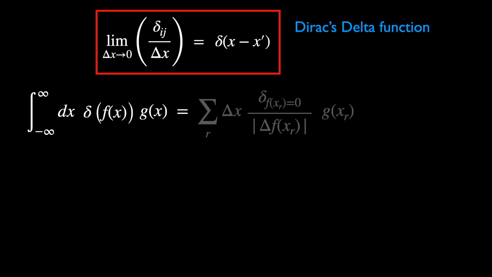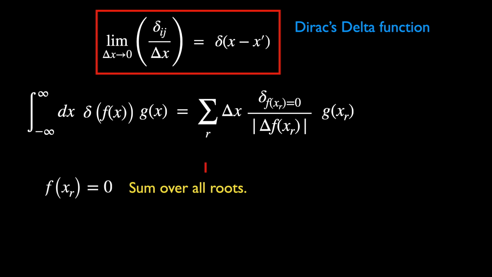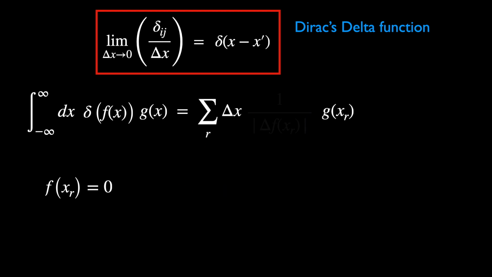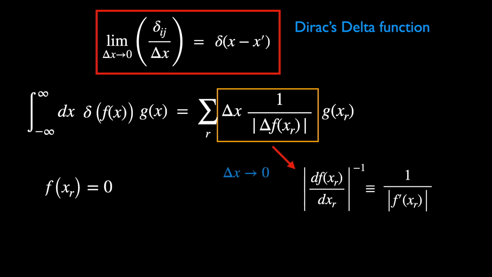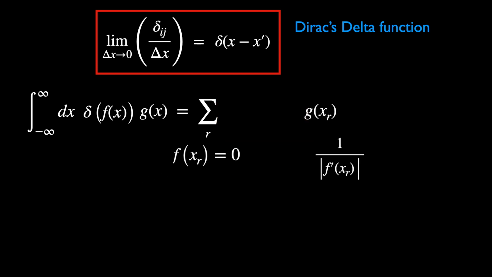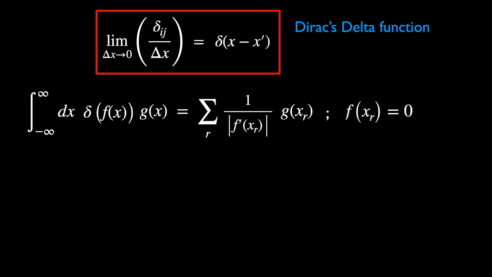Therefore, we get the following, where the sum is now just over the roots, and the Kronecker's delta just evaluates to 1, since the constraint equation is satisfied at all these points. We can see that the term in the yellow box is just the inverse of the derivative of f, evaluated at xr after the limit is taken. And so we obtain the result of the integral.